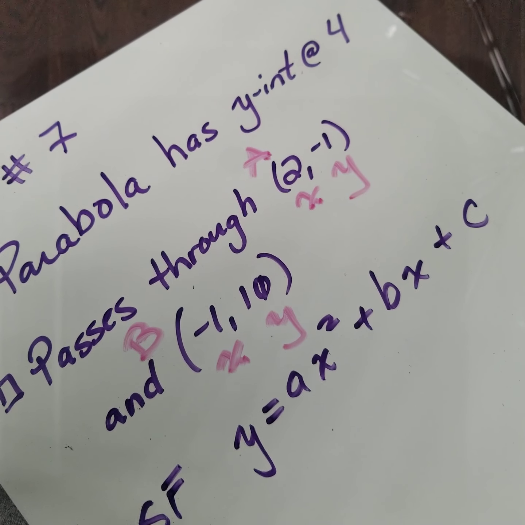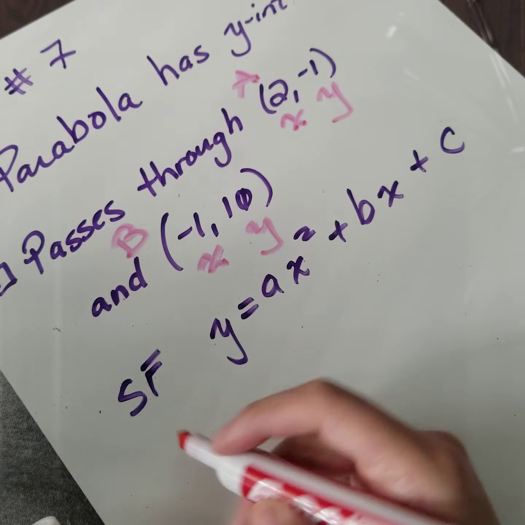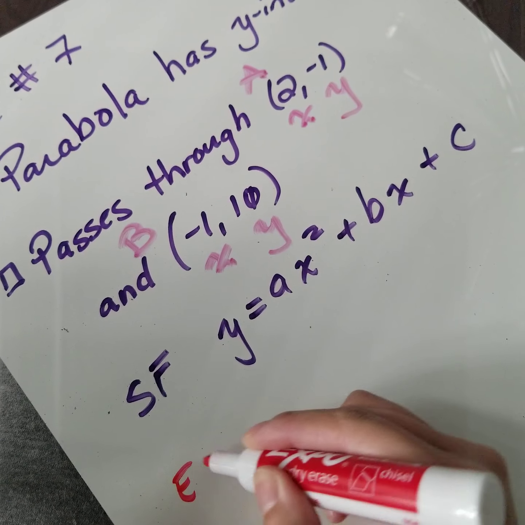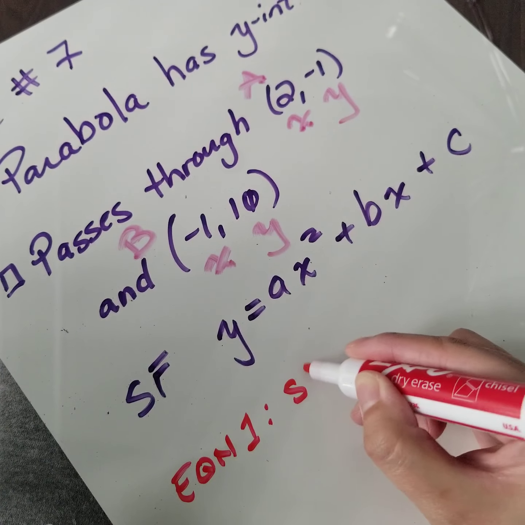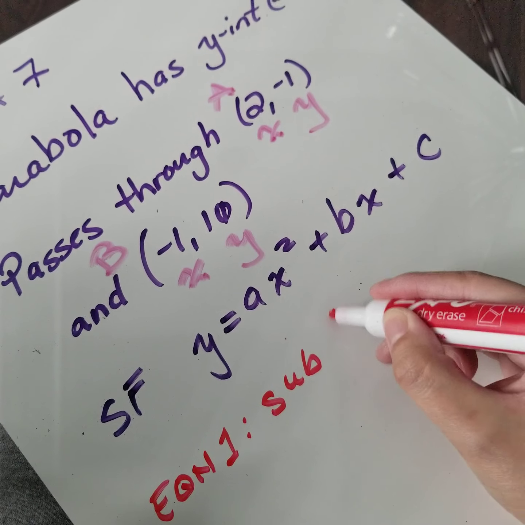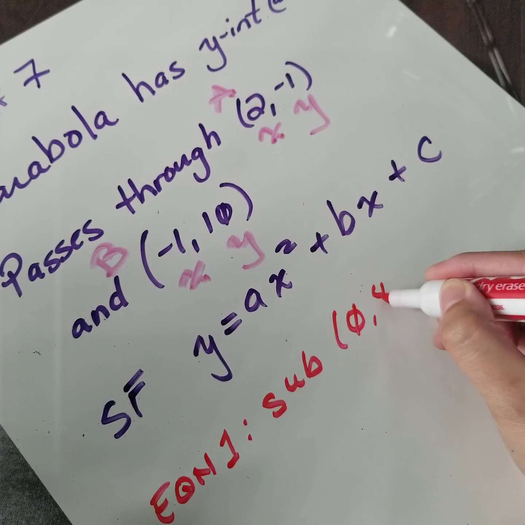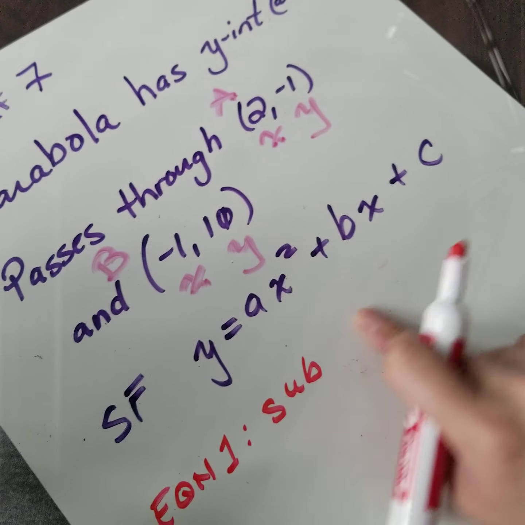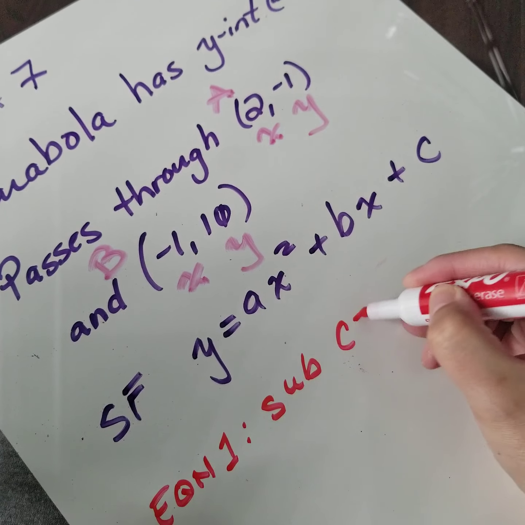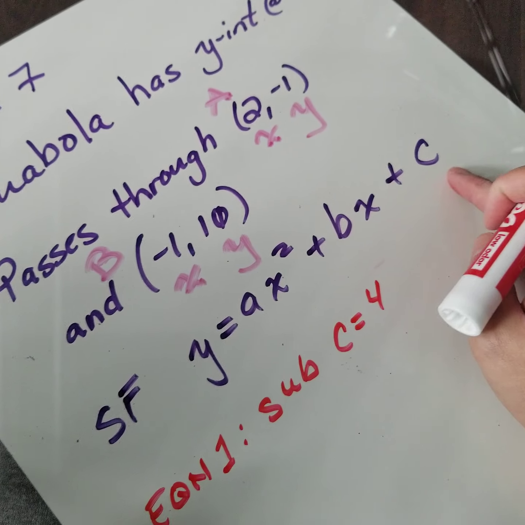So I'm going to sub. So this is going to be equation 1. We're going to sub the y-intercept of 0 and 4. I guess we can just write it like this. C is equal to 4 because I know this is the y-intercept.